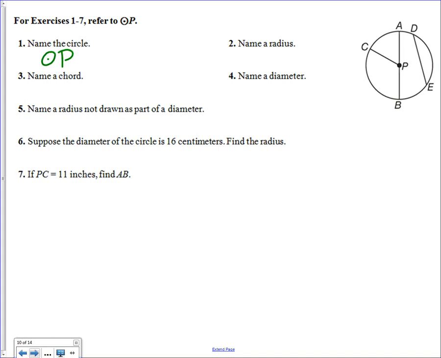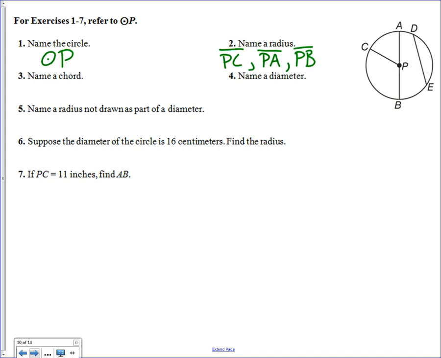It says to name a radius. We actually have 3 different choices here. So one of our choices would be segment PC. We then have two other segments that work for a radius. We could have PA or PB. Just as a quick note, if this were in a homework assignment and it says name a radius, you do not need to name the three that I have here. You would only need one of those three. It wouldn't matter which one you have.